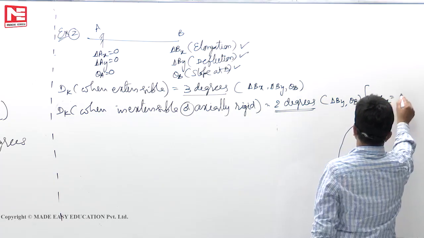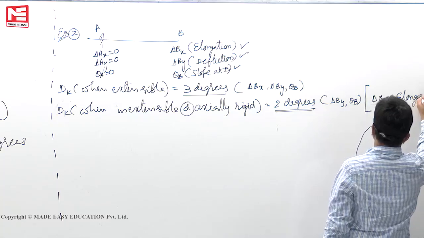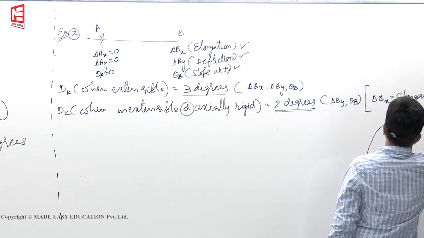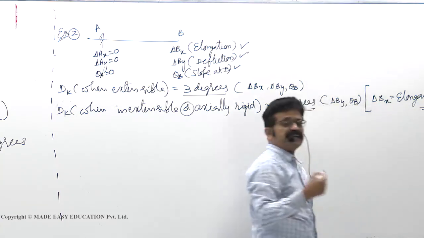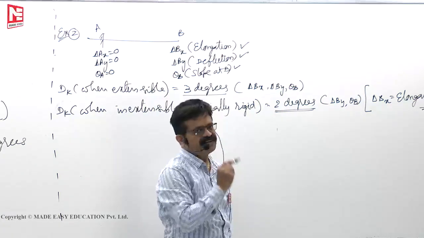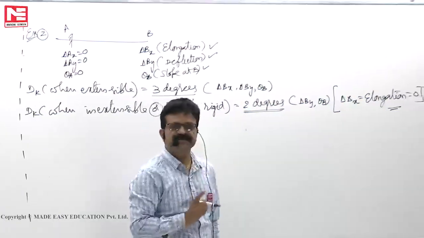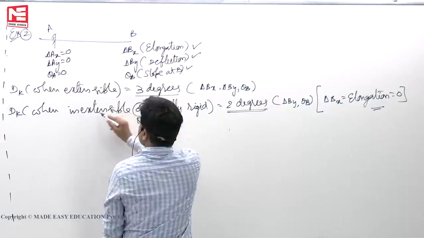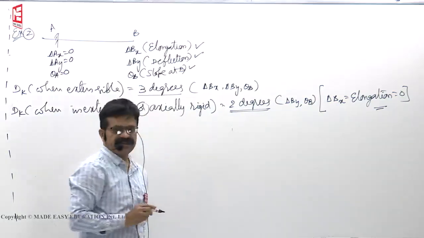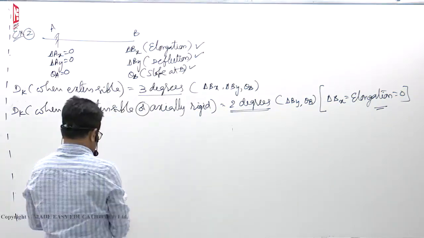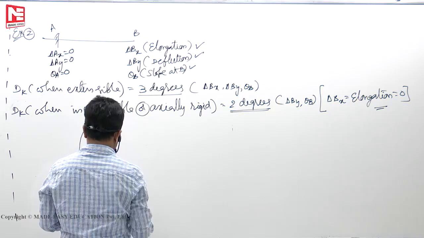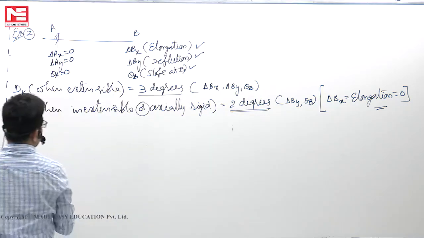Delta Bx, which is elongation, is not possible. If you assume that they are axially rigid, it means that elongation is not possible. So, delta Bx we take it as 0. Then accordingly you have to take it as 2 degrees. So, that's how we have to make it. So, general thing we can write it.